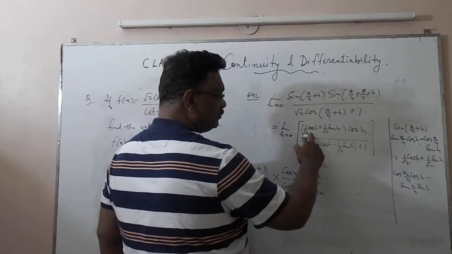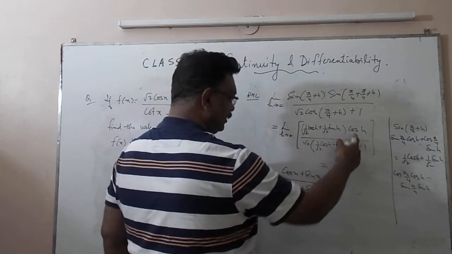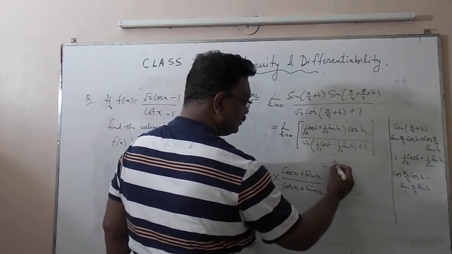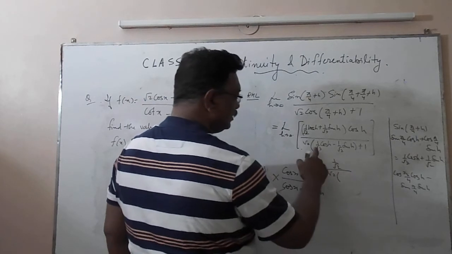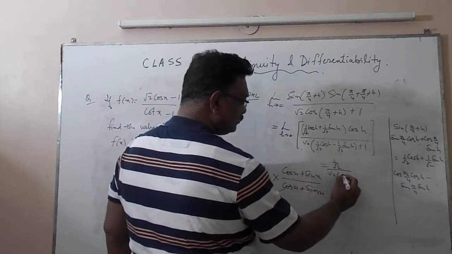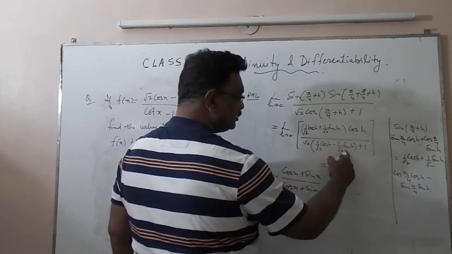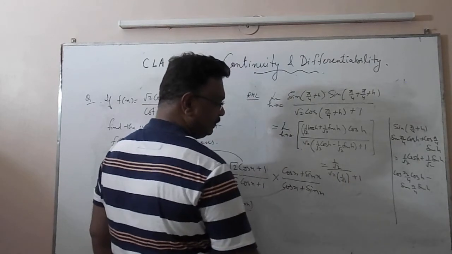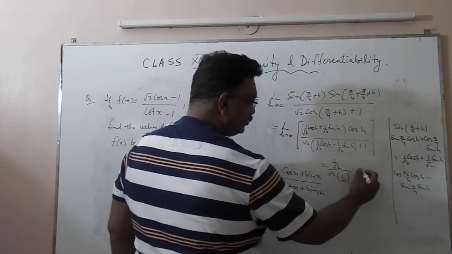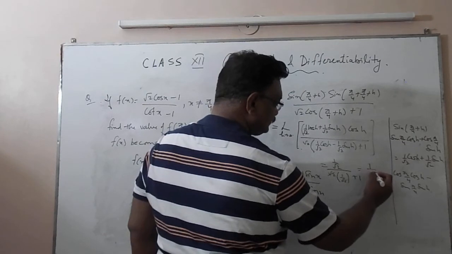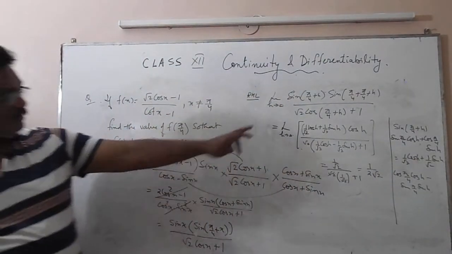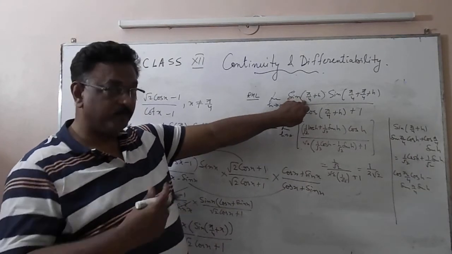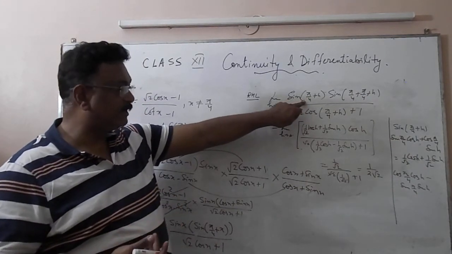So what will you be left with? 1 by root 2, this is 0, this is 1. When you apply the limit here, this is 1 by root 2, this is 0, and this is plus 1. So you get 1 upon 2 root 2.